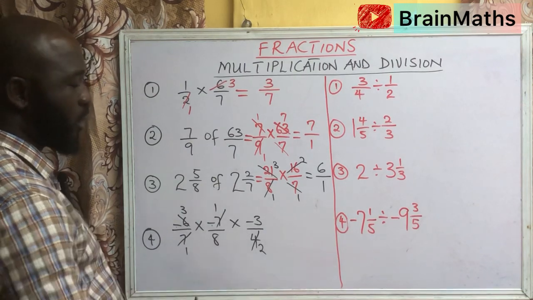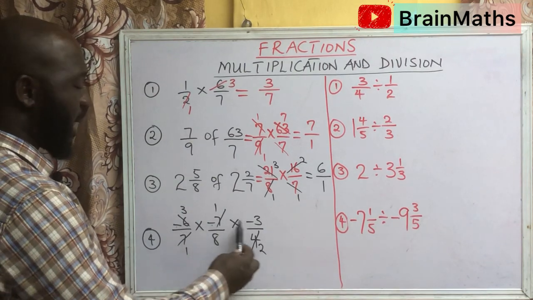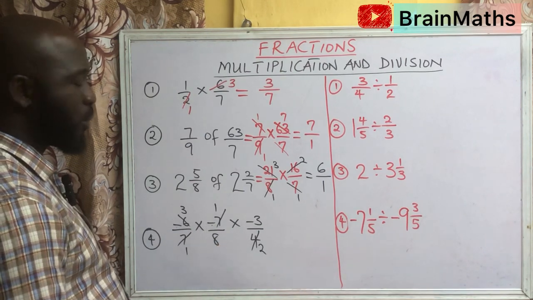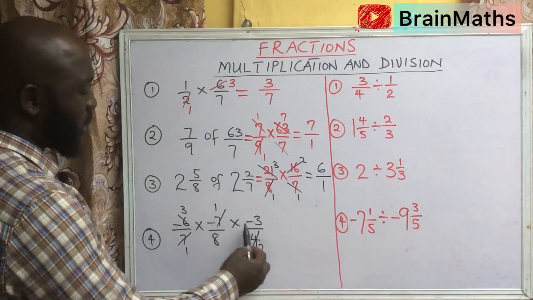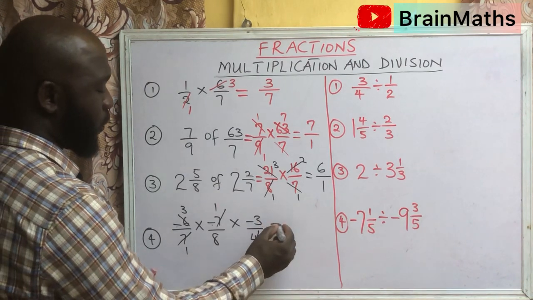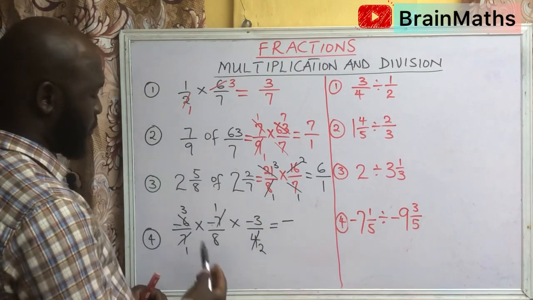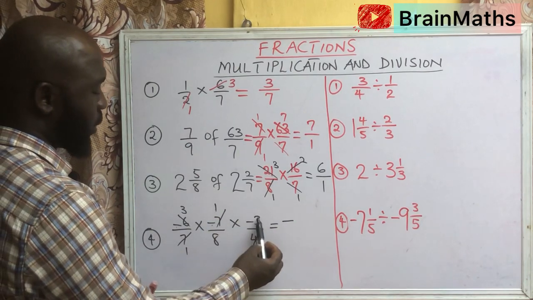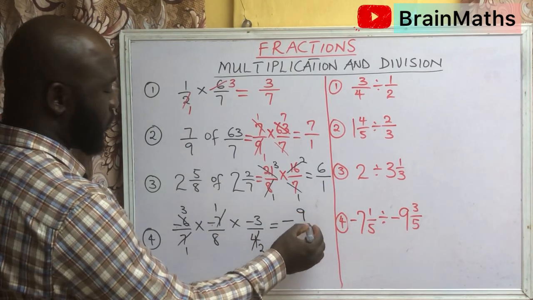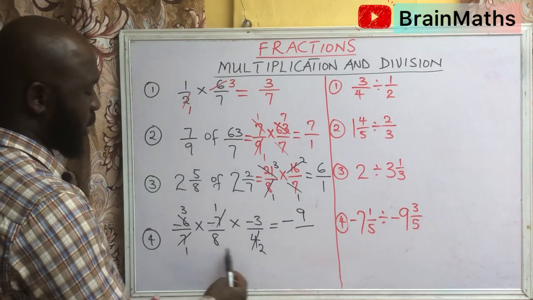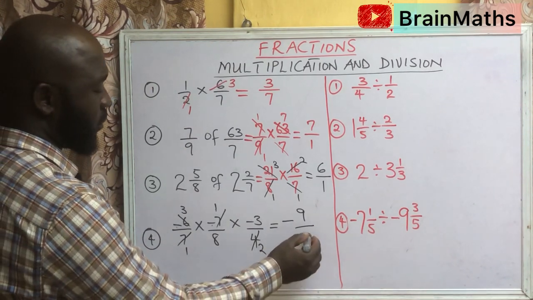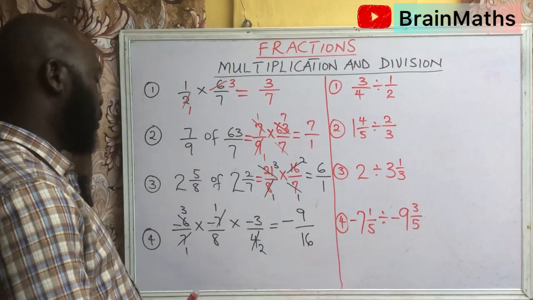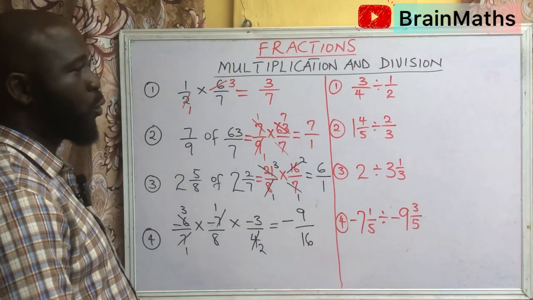So we take care of the minus signs by saying minus times minus gives plus. Plus times minus again will give us another minus. 3 times 1, 3. 3 times 3 will give us 9, divided by 8 times 2, 16. So this is our answer for the number 4 question.